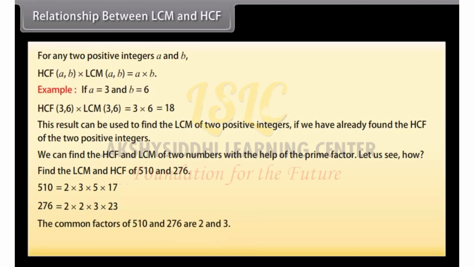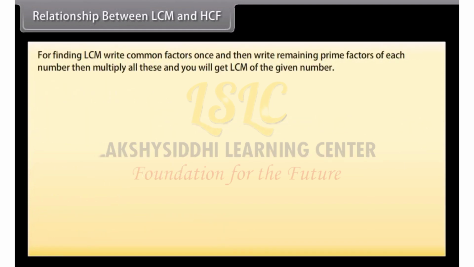The common factors of 510 and 276 are 2 and 3. Thus, the HCF is equal to 2 into 3. For finding LCM, write common factors once and then write remaining prime factors of each number. Then multiply all these and you will get the LCM of the given numbers.